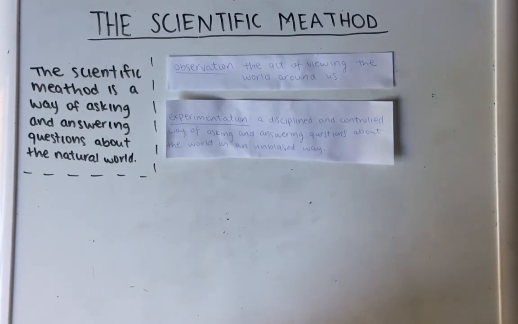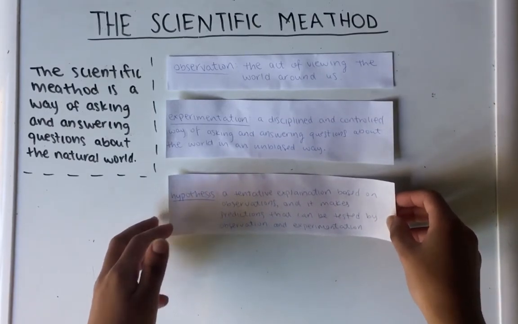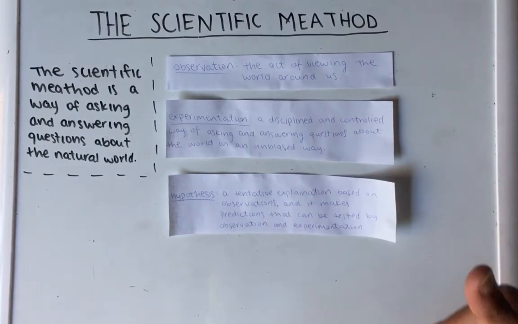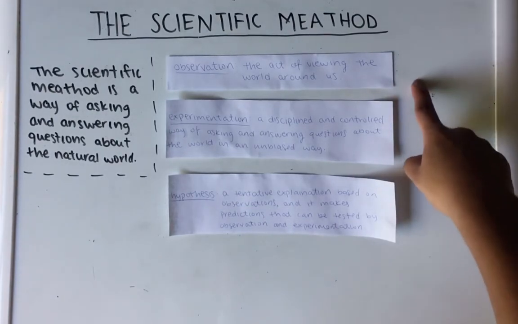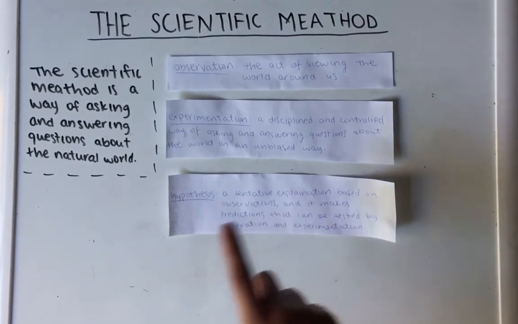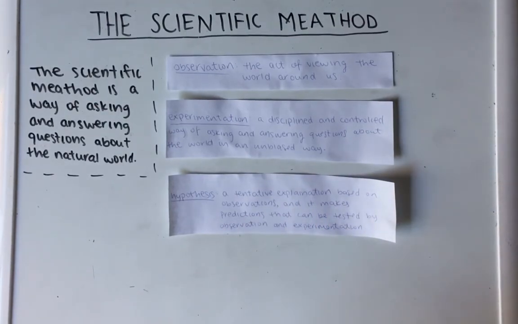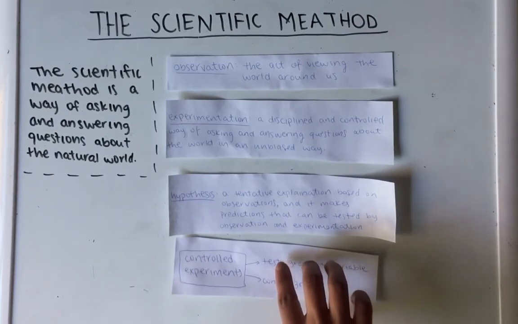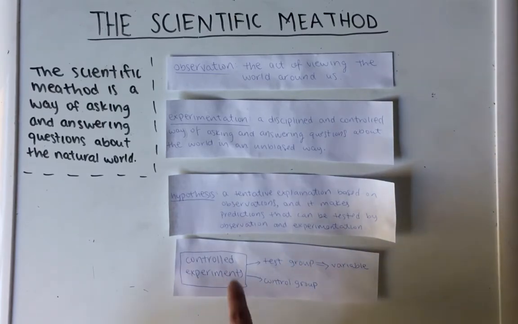And now we have hypothesis. It is a tentative explanation based on observation, and it makes predictions that can be tested by more observation and experimentation. And a lot of times, hypothesis is mixed up with theories, but we'll get into theory later. The key part of the hypothesis is the experimentation part, and one of the most powerful types of experiments is the controlled experiment.